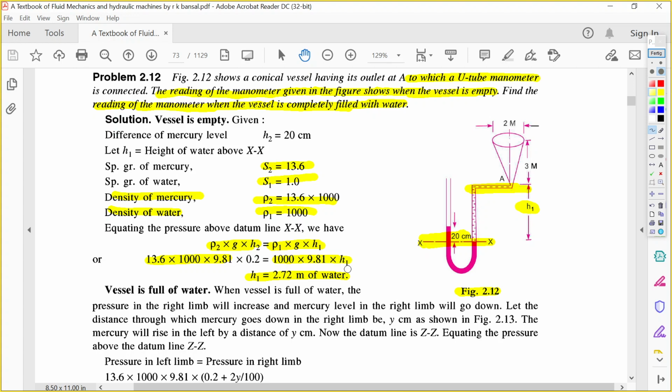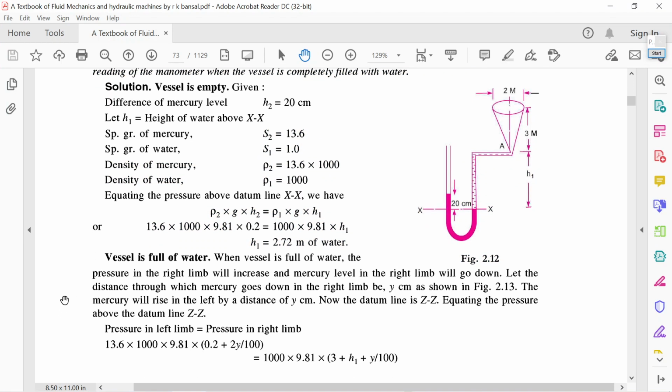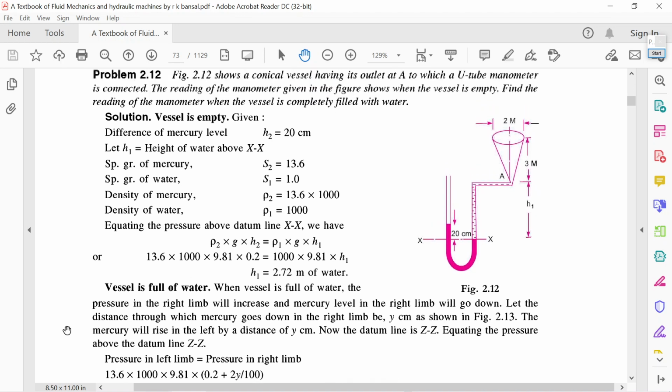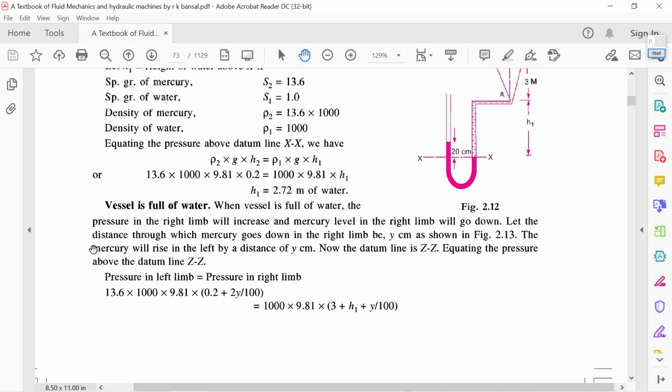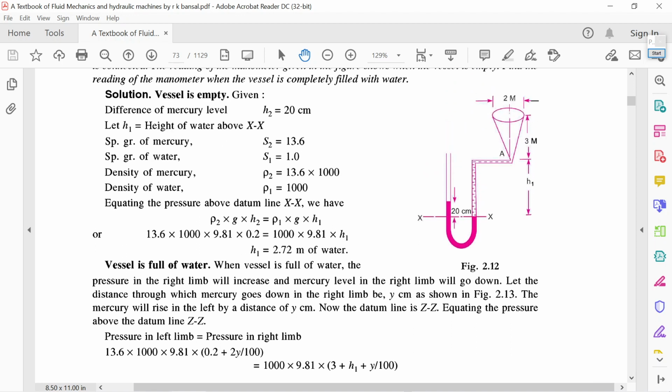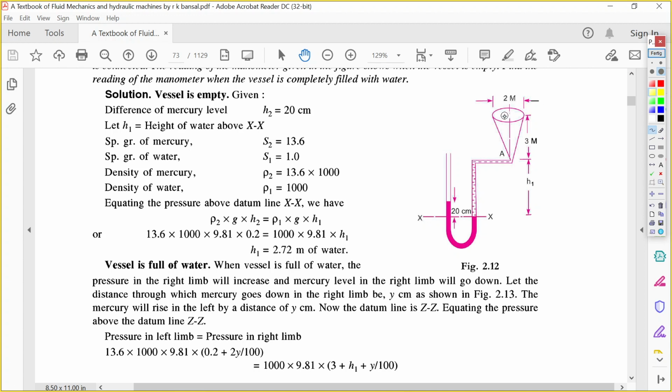And for the second case, we need to find the reading when the vessel is full with water. If this conical flask is filled with water, then the level of the mercury decreases in the right limb and increases in the left limb. Mercury level increases in the left limb, decreases in the right limb.